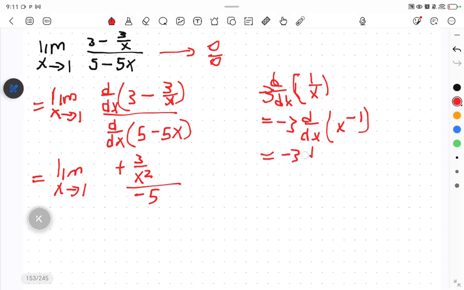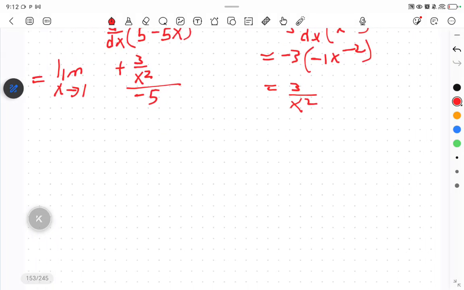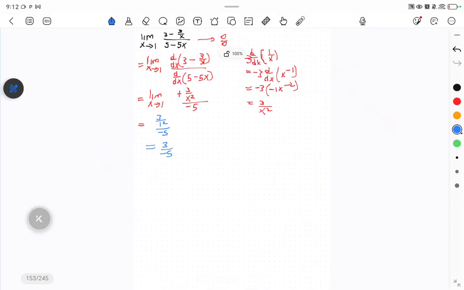If I derive this, minus 1 x minus 2, this will be 3 over x squared. That's why I got that 3 over x squared there. Now if I plug in again, I no longer get 0 over 0. That means this will be 3 over 1 squared over minus 5, which is equal to 3 over minus 5. I'm sure we agree on this.